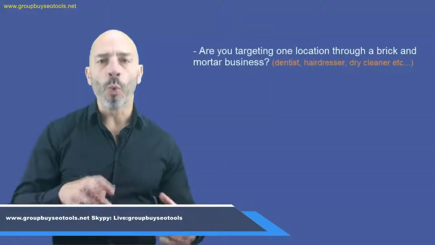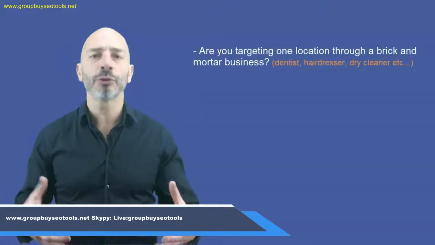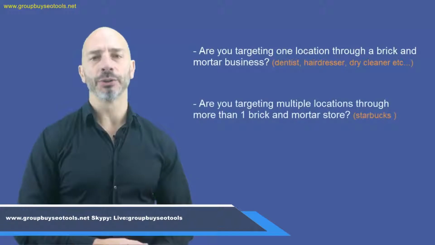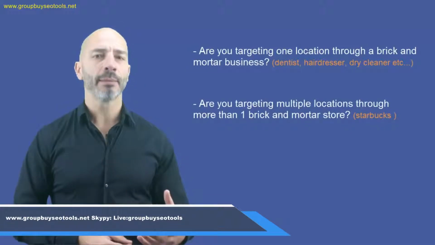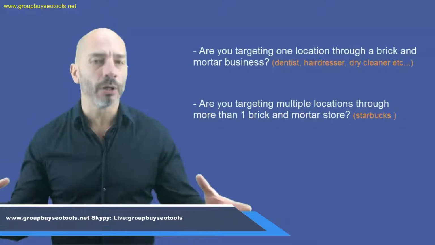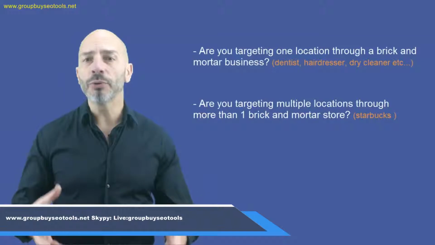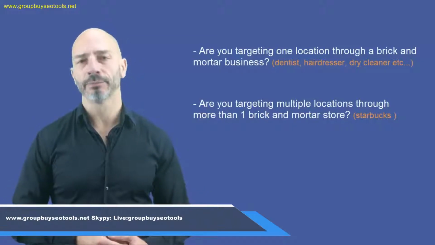Are you targeting one location through a brick-and-mortar business, such as a dentist or a hairdresser or a dry cleaner? Or are you targeting multiple locations through more than one brick-and-mortar store? A typical example of that would be a company such as Starbucks, which has many stores in many locations. But as soon as you have 2 brick-and-mortar locations, you will fall into that category.